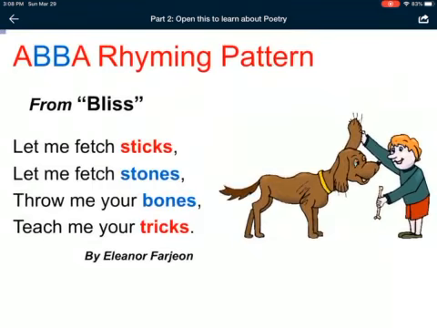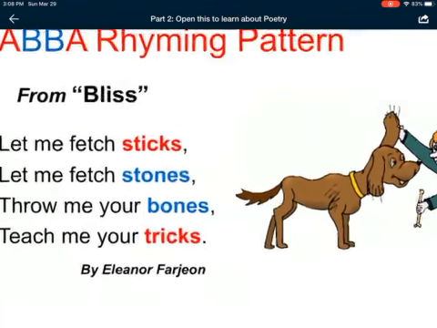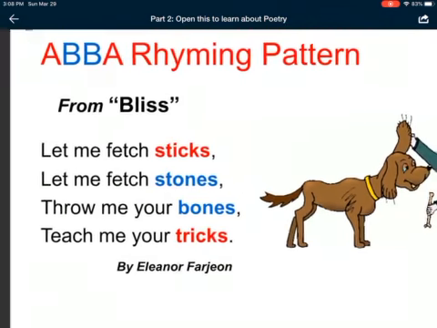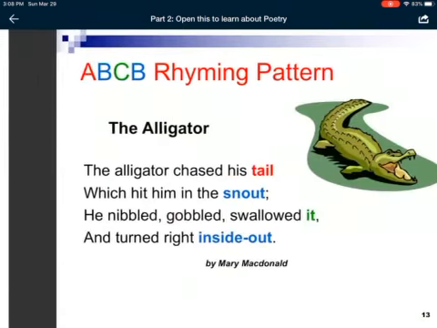Or you can have A, B, B, A. This is from Bliss by Eleanor Farjeon. Let me fetch sticks, let me fetch stones. Throw me your bones, teach me your tricks. So that first line and last line, so line 1 and 4, rhyme, and then the second and third rhyme, so A, B, B, A.